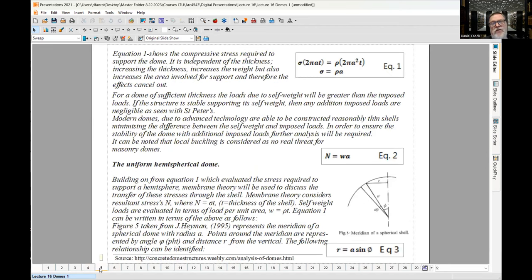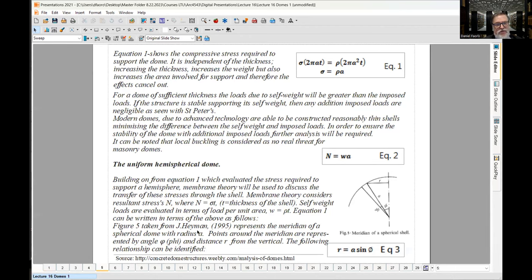So equation one is starting to generate some of the equations that we're talking about that would examine the conditions of compressive stress. And N, as you see in equation two down below, representing, in a sense, the total load area force coming down, represents W times A. W is our load, let's say pounds per square foot. A is in, representing conditions of self-weight. The self-weight loads are evaluated in the load per unit area, where W is rho times T.